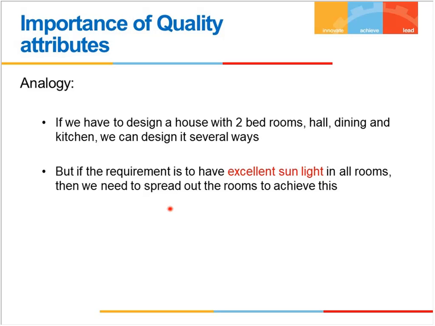So if you take an analogy of building a house, you may say that functionally we need 2 bedrooms and a hall and a dining and a kitchen. So we can design in several ways, but there could be certain quality attributes, like we should have excellent sunlight, and there should be very good ventilation and so on. So these kinds of requirements are non-functional requirements, but they help us to design the architecture in the correct way. So similarly in our software design as well, the functional and the non-functional requirements play an important role.